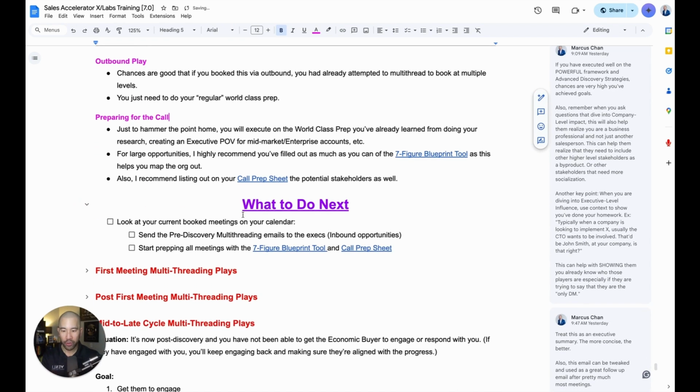So what's next? First, this is going to be very tactical. Look at your current booked meetings on your calendar. All right. So just take a look. You pull your calendar up, your Google Calendar, your Outlook calendar, and see, okay, cool. Like, start looking up the people on those meetings and start sending pre-discovery multi-threading emails to execs. These are all the inbound opportunities. All right. And you can immediately start prepping your meetings with the 2 tools I mentioned as well. And this way, literally, you can start multi-threading literally after this video.